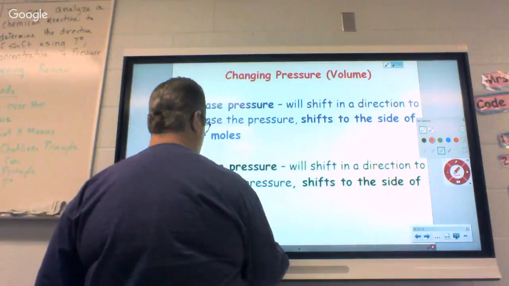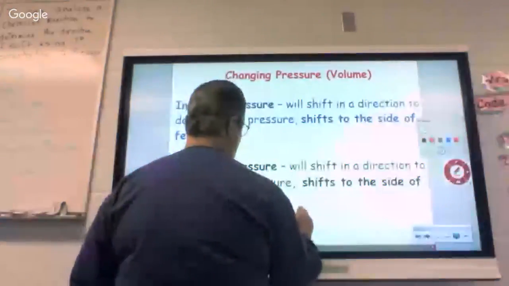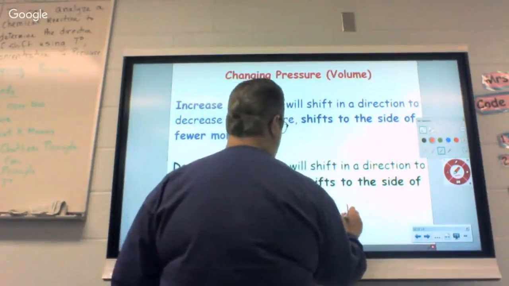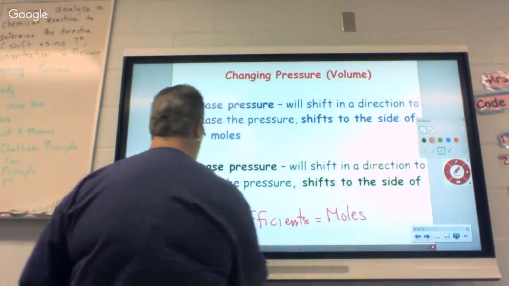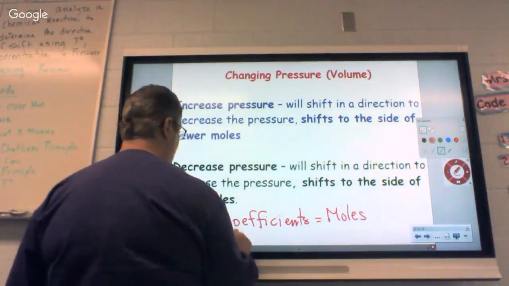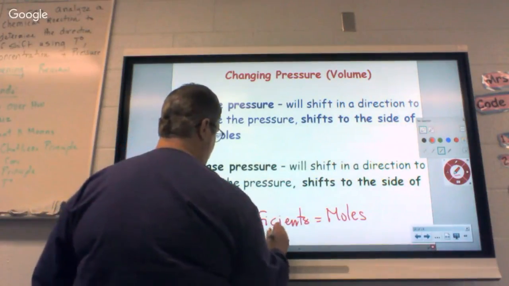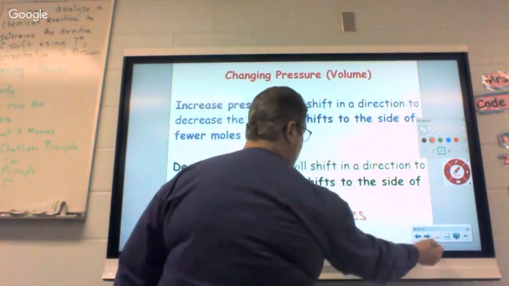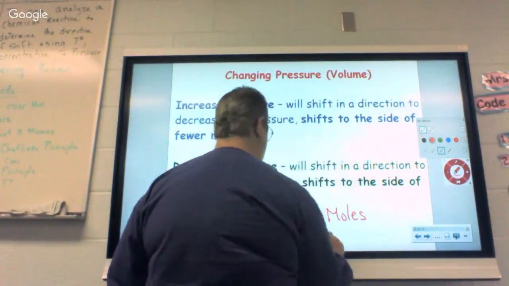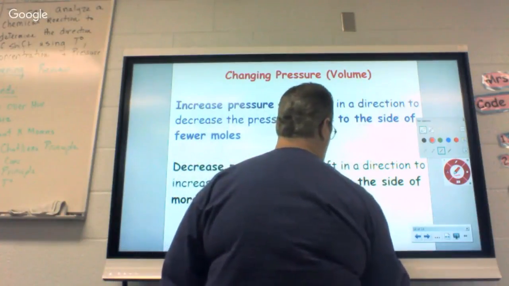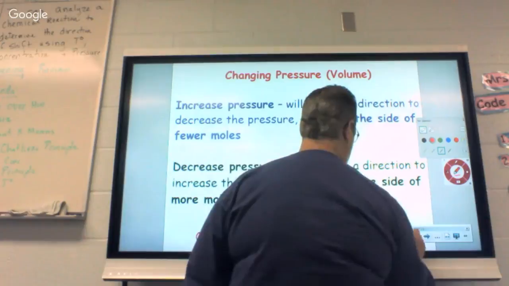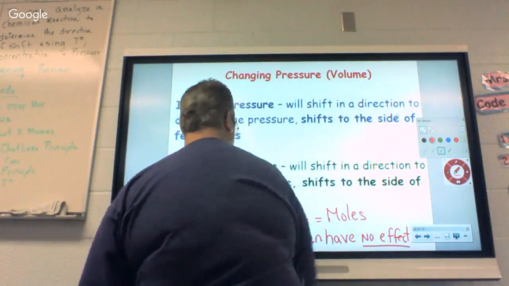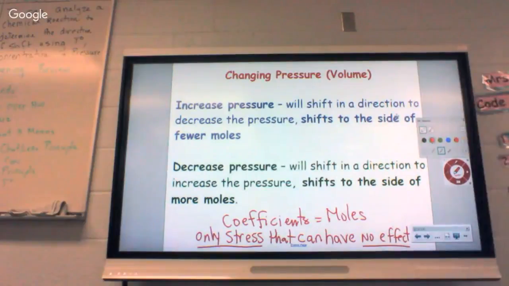So coefficient equals moles. And this is the only stress that can have no effect. Now, why is this the only one that can have no effect? Why could this one be no effect?